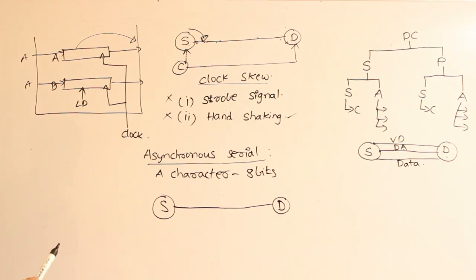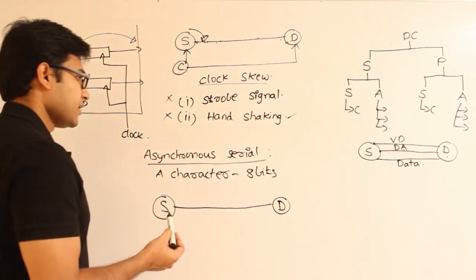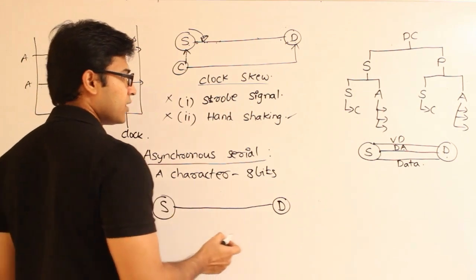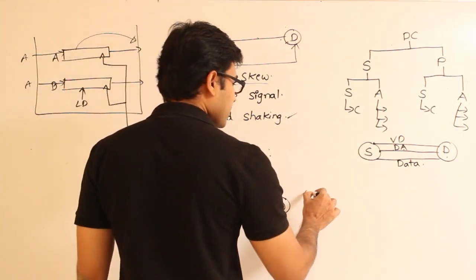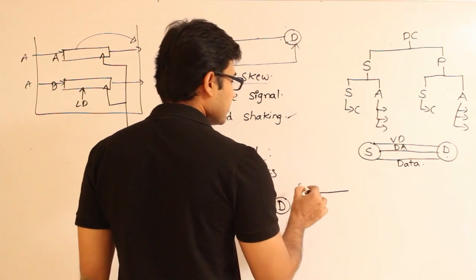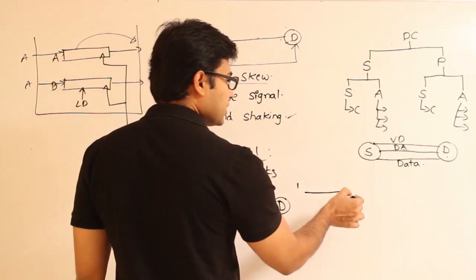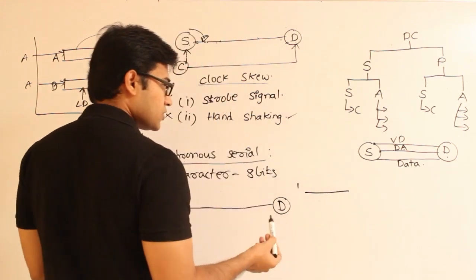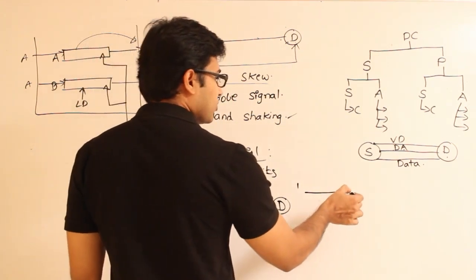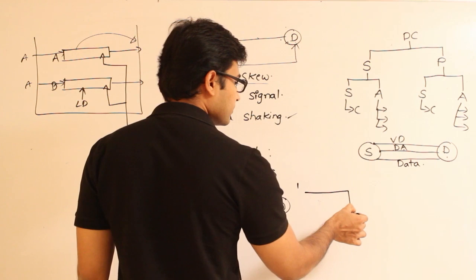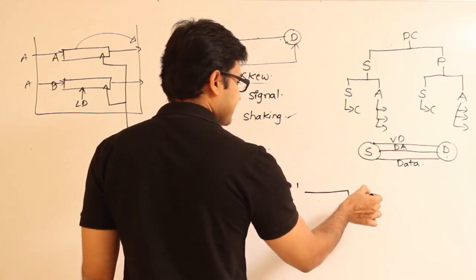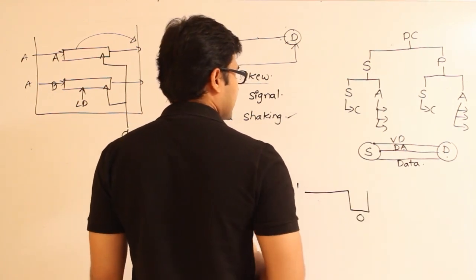So we are going to follow a protocol. The protocol says that whenever you are not sending the data, always we are going to maintain the data line at signal 1, right? And before you start the data, if you want to start sending the data, you are supposed to make it 0, right?